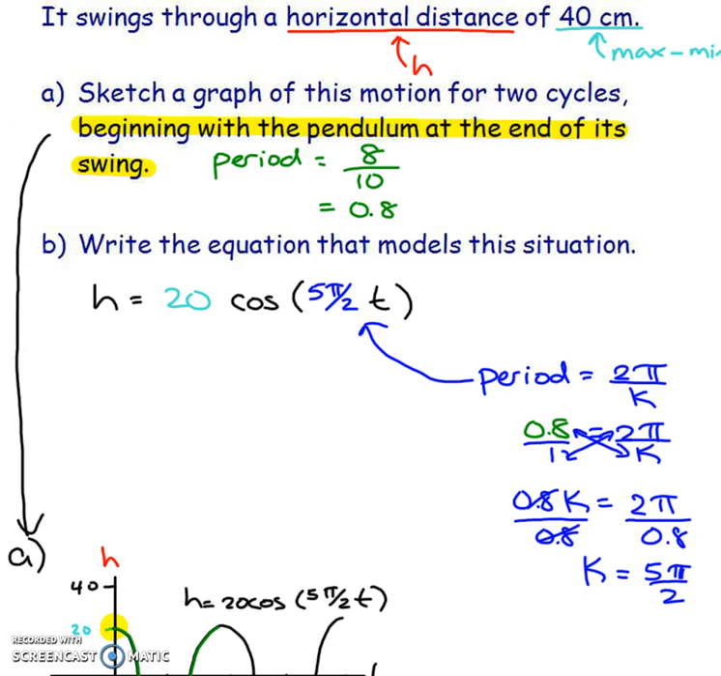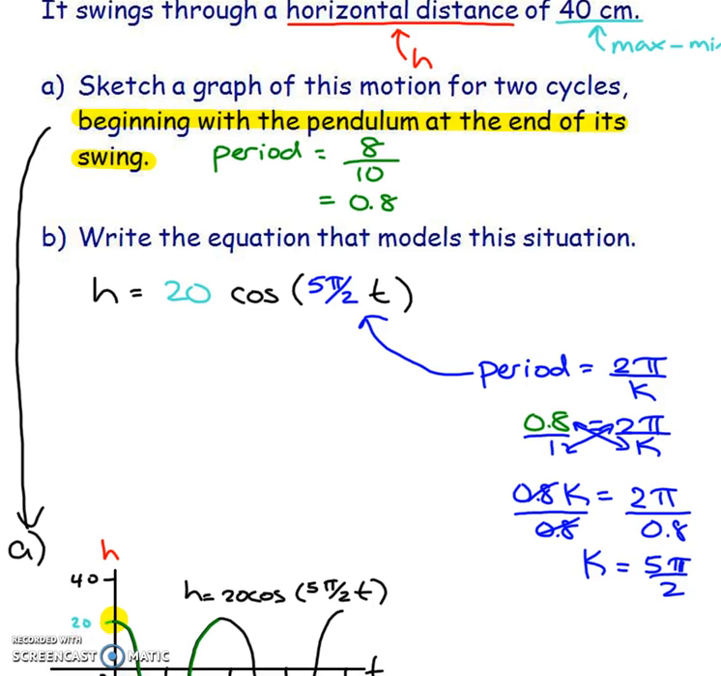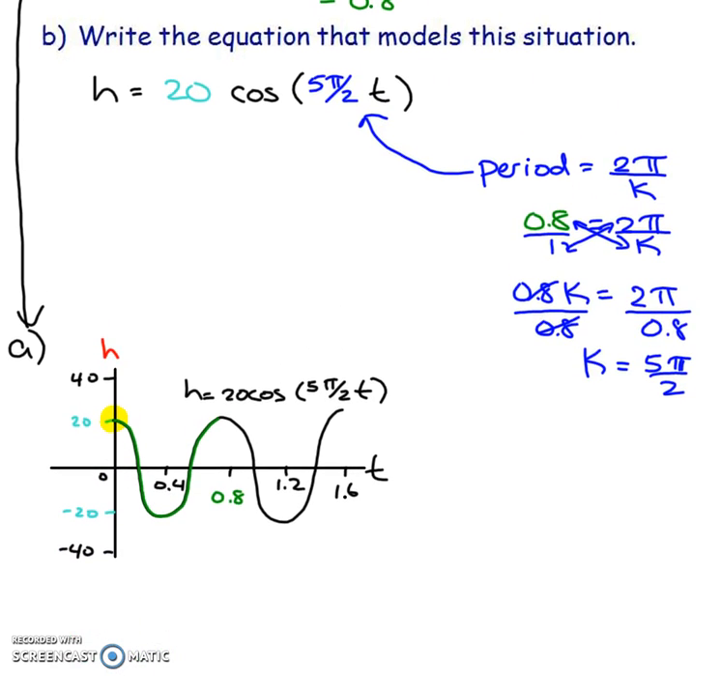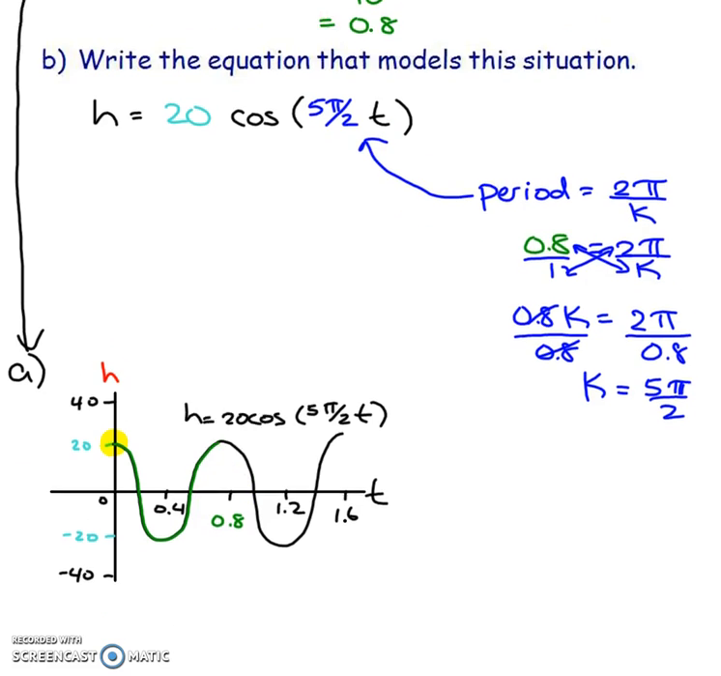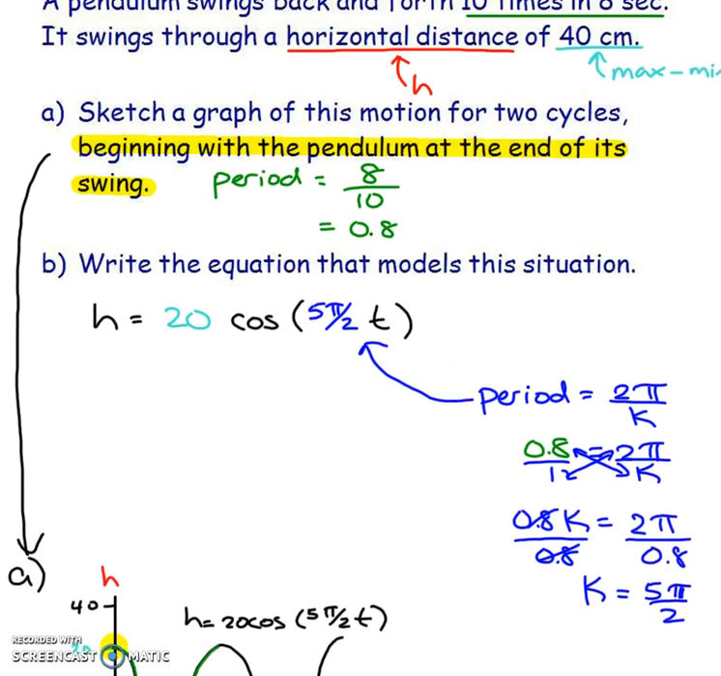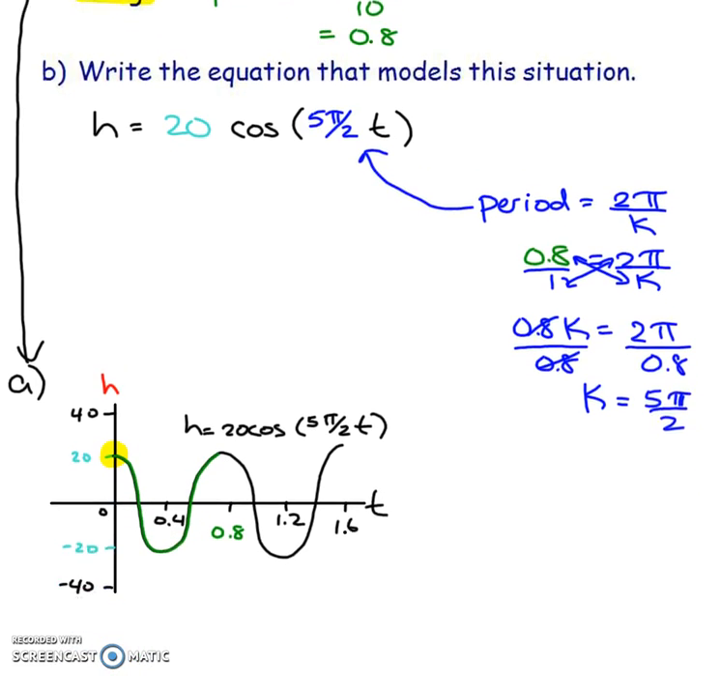All right, so what we want to do is we want to graph starting at the beginning of the pendulum. So let me explain what this looks like. Okay, so we already know that the cycle has to last for 0.8 seconds. Or was that minutes? I think that was minutes. Nope, seconds. Okay.